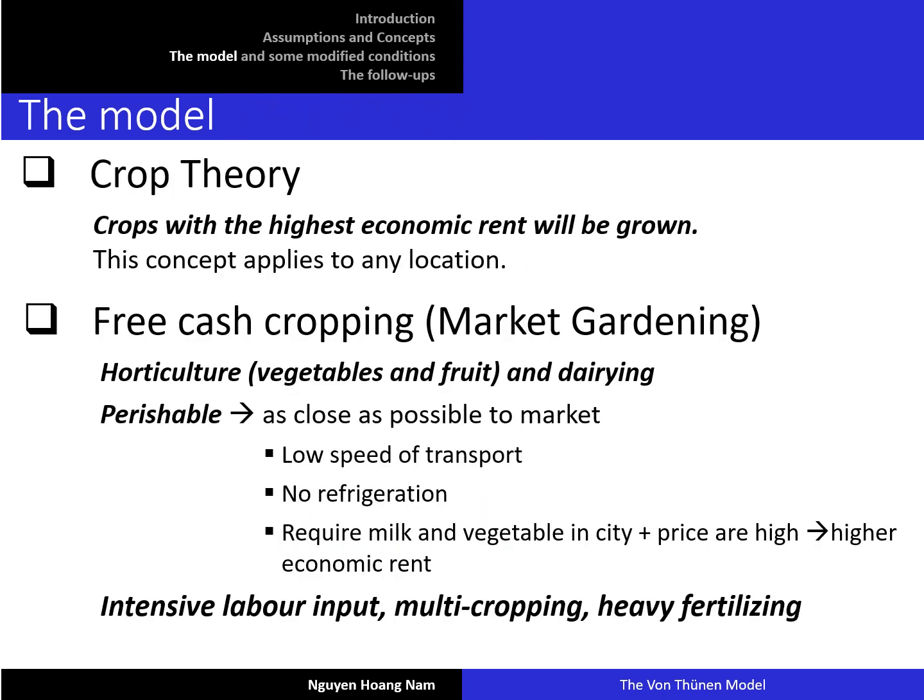And we have some other models. Crop theory. Crops with the highest economic rent will be grown. That's obvious because we are aiming at maximizing profit, and that's the crop theory. Free cash cropping market is applicable for market gardening, horticulture, and dairy. Perishable, as close as possible to the market.